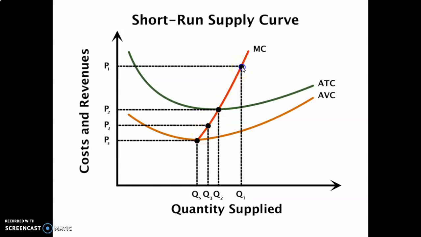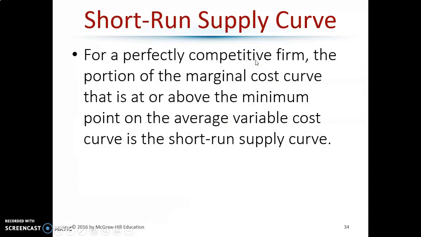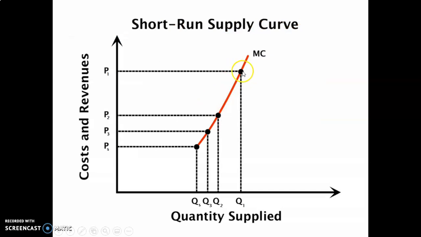So as the price goes up, the quantity supplied goes up along this curve. That sound familiar? It should. That is the law of supply. This marginal cost curve is the short-run supply curve. It's the short-run supply curve because prices are going to change in the long run, and the supply side can change in the long run.